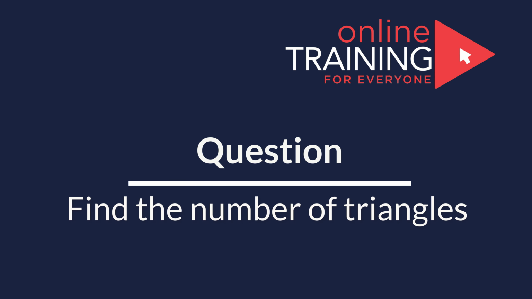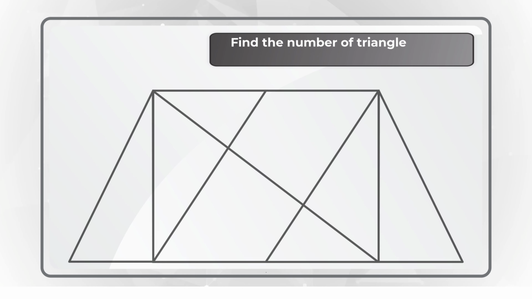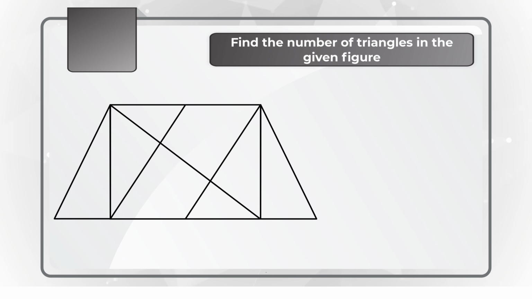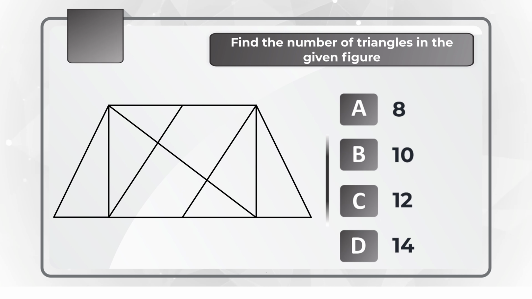And now, here's the question for you to try your skills. You need to determine how many triangles are shown on the screen. You have 4 different choices. Choice A, 8. Choice B, 10. Choice C, 12. And choice D, 14.